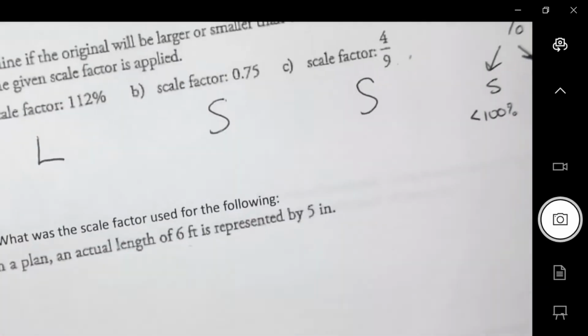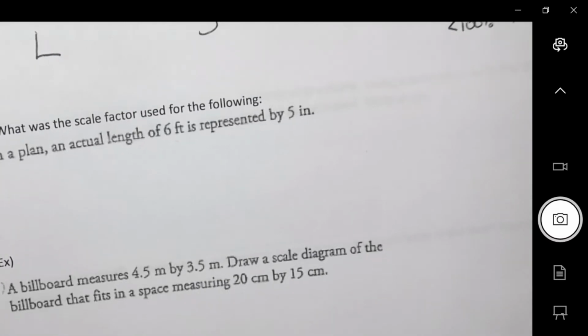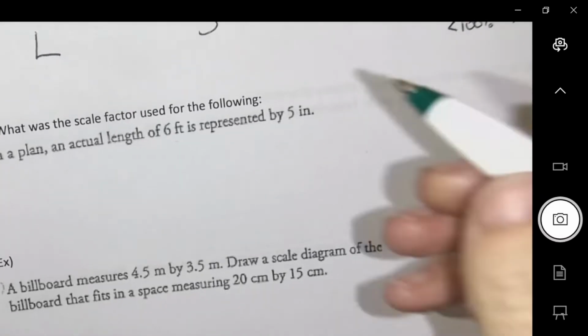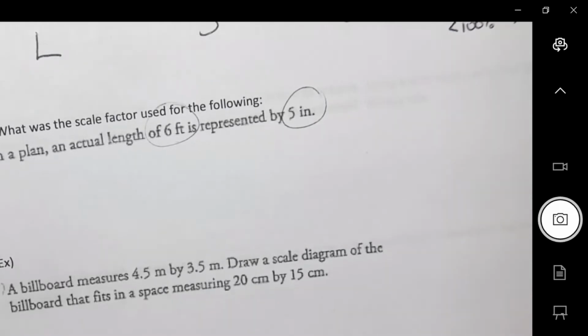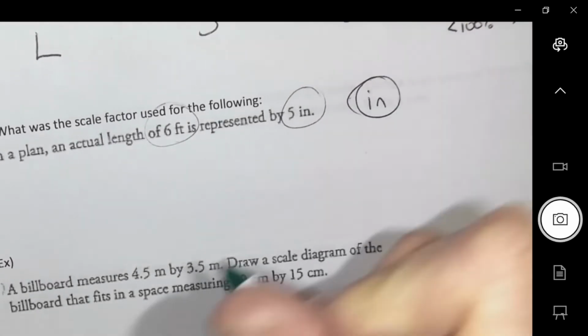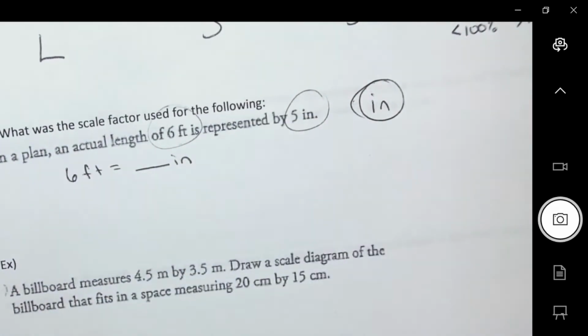Okay, on a plan, an actual length of 6 feet is represented by 5 inches. I have a problem. Feet, inches. Okay, that's not going to match. What do we just want to go to? Do we want to make everything feet or everything inches? Do we know which one's easier to go to? I think everything is easier in inches. Okay, so 6 feet is how many inches?